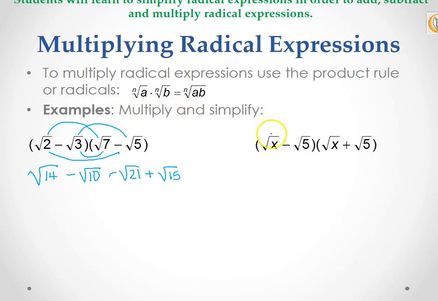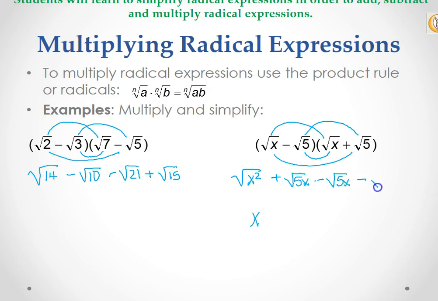Same thing here. We're going to multiply the square root of x times the square root of x, and we're going to get the square root of x squared, which is really just x. Then we're going to take the square root of x times 5, which would be the square root of 5x. Then we're going to take negative square root of 5 times the square root of x, which would be negative square root of 5x. Then we're going to take negative square root of 5 times positive square root of 5, and we're going to get negative square root of 25. Well, these middle terms cancel out. That's a positive, that's a negative. The square root of 25 is 5, so this is x minus 5.